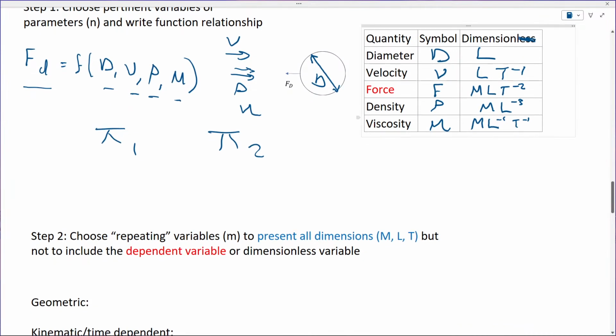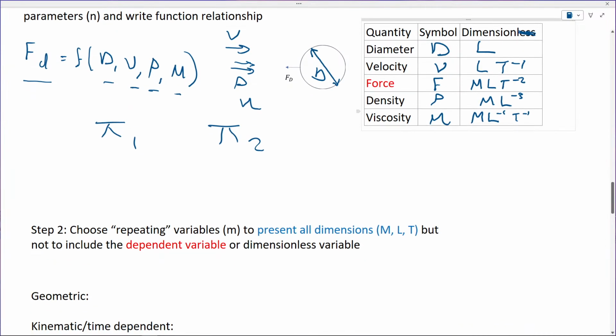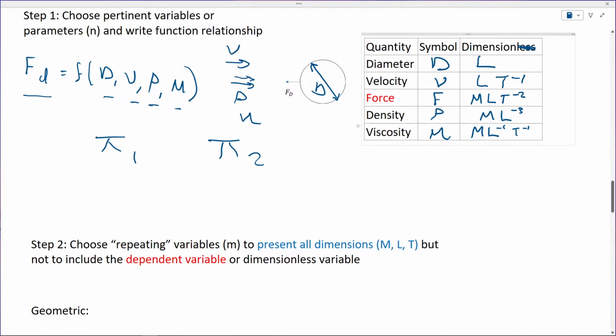Well, there are some rules you need to follow. The first rule, your repeating variable should not be your dependent variable. Your dependent variable is this one, so it shouldn't be this one. That's easy, so I cross out this one. Now I need to choose three. Which three here to choose?